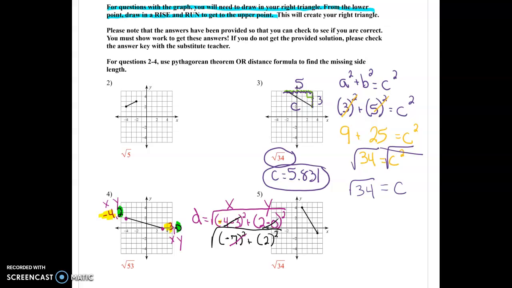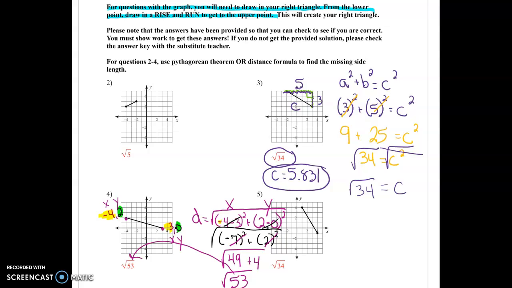So -7 squared, -7 times -7 is 49. If you're going to type it into your calculator, you need to put that -7 in parentheses. And then 2 squared is 4. Keep that check mark going. And then once I add them up, I get 53, just like they had over here.